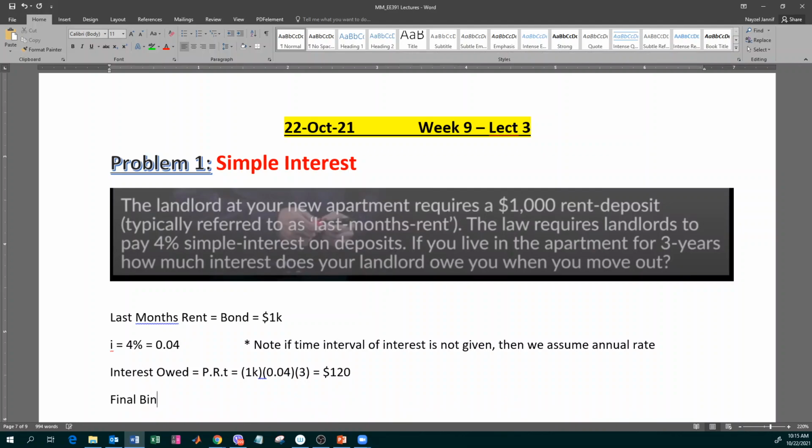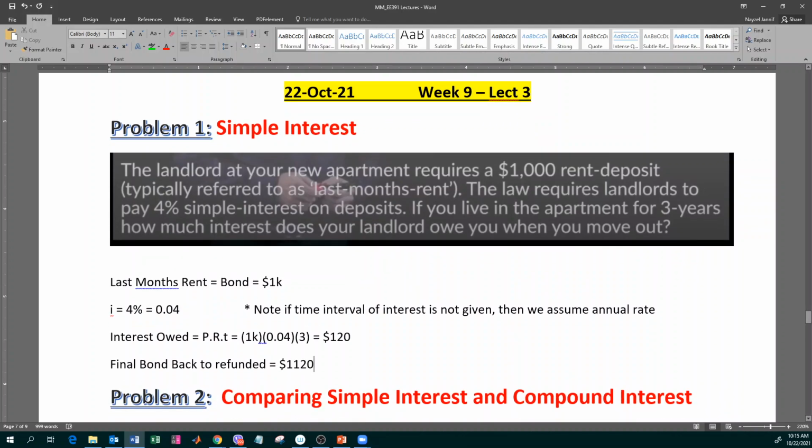Final bond back to be refunded. Why do we have bond, guys? Well, basically, if you damage the apartment, the landlord can use that to repair the apartment. So the final bond to be refunded to the tenant is 1120. This is when you exit the apartment in 3 years' time. Easy question, easy peasy.